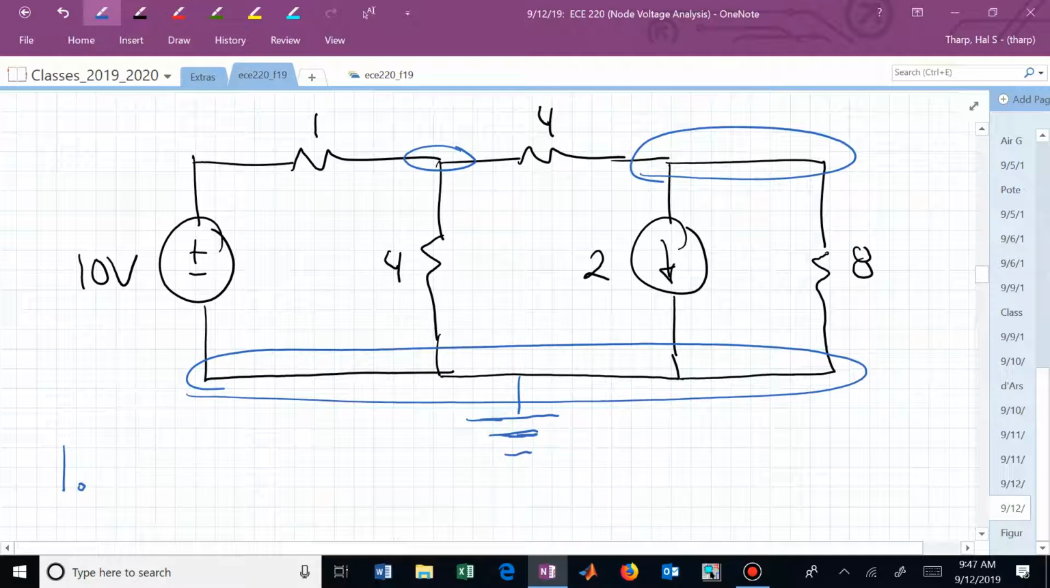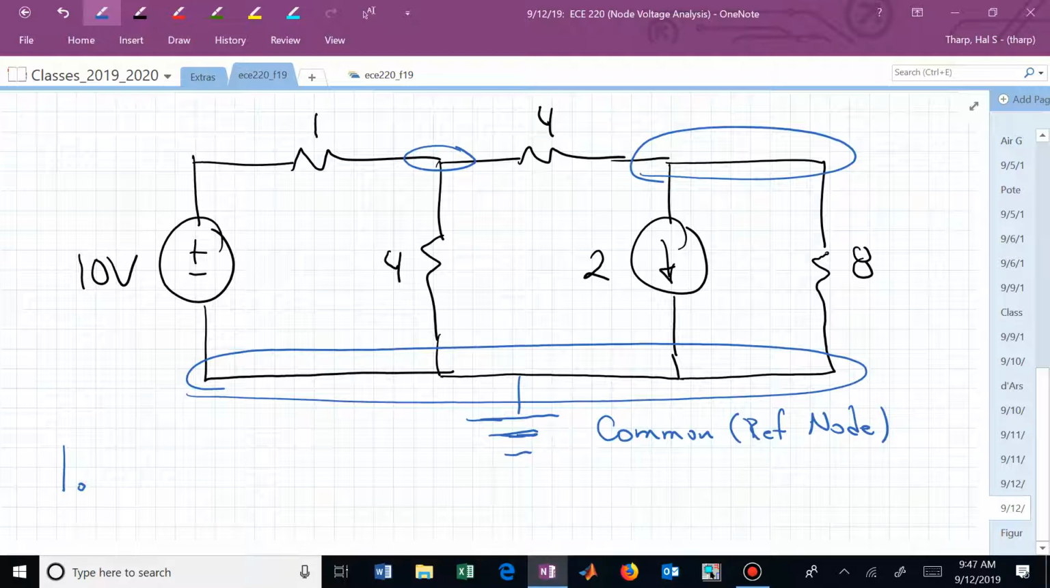We might indicate that by this symbol, a ground type symbol. This is now our common or reference node, and everything that we measure now with the red lead is referenced to that black lead that's connected to that node on the bottom. Is that clear? That means that this leftmost node we could label as V1, and the plus minus is the red-black connection, and the other essential node has potential or voltage V sub 2 relative to that reference node.